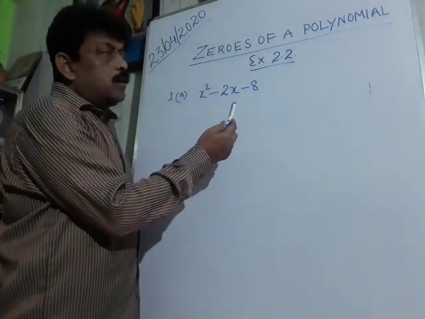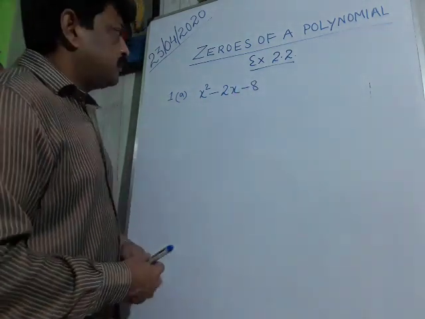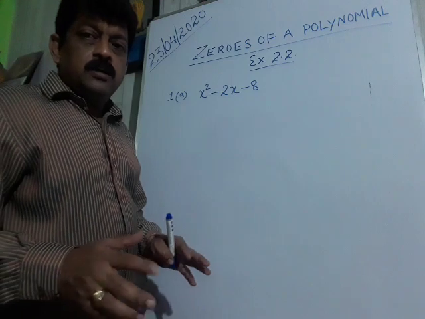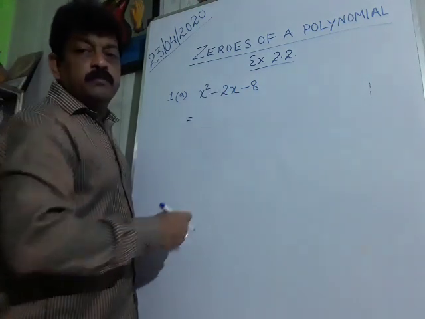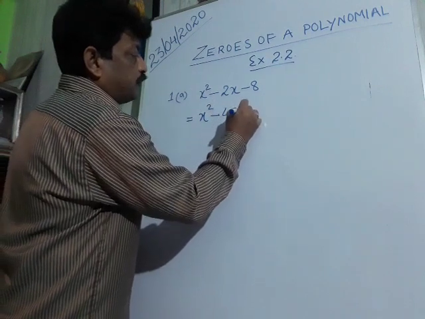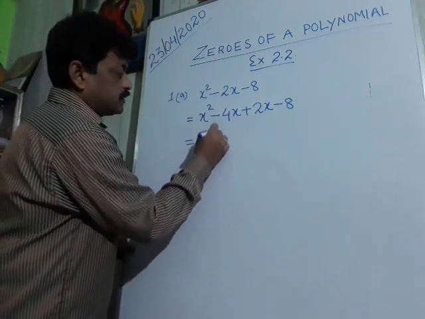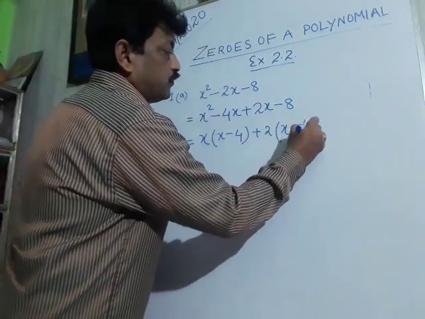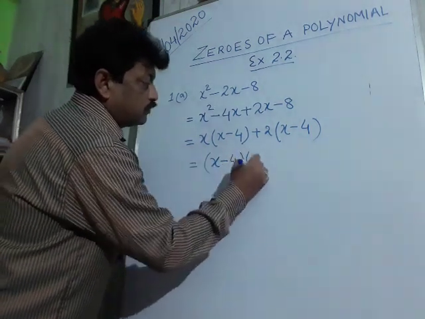I have taken one question from exercise 2.2 from NCERT class 10 math. Here the polynomial is x square minus 2x minus 8. We have to find the zeros. So you all know, by splitting the middle term we can factorize this. So x square minus 4x plus 2x minus 8 equals x(x minus 4) plus 2(x minus 4). So that gives (x minus 4) and (x plus 2). These are the two factors.